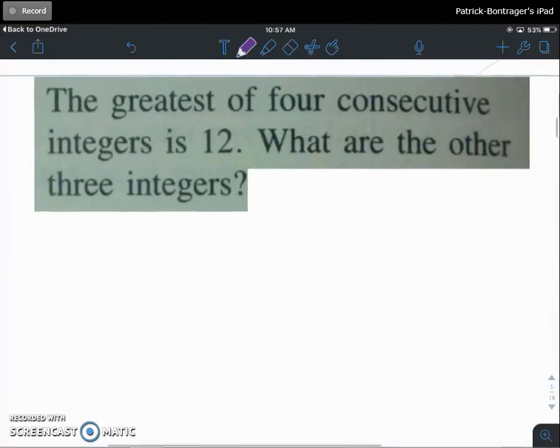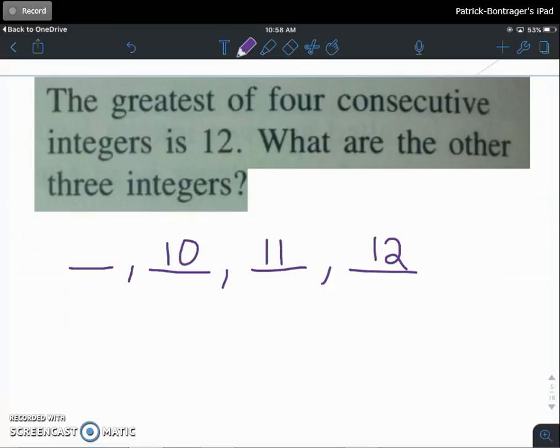All right, the greatest of 4 consecutive integers is 12. So we're going to start with 4 consecutive integers. I like to make 4 blanks. The greatest, which means the last one, is 12. So going consecutively, it'd be 11, 10, and 9.